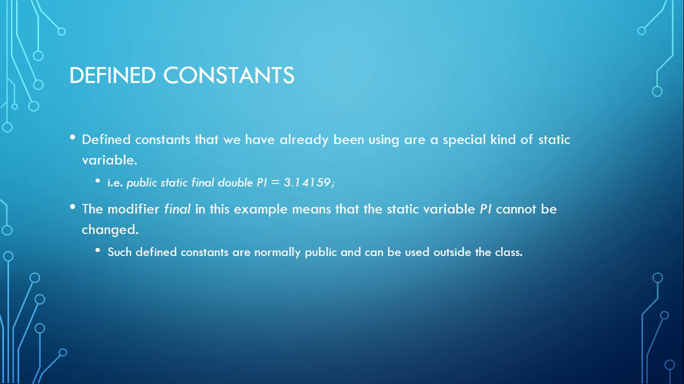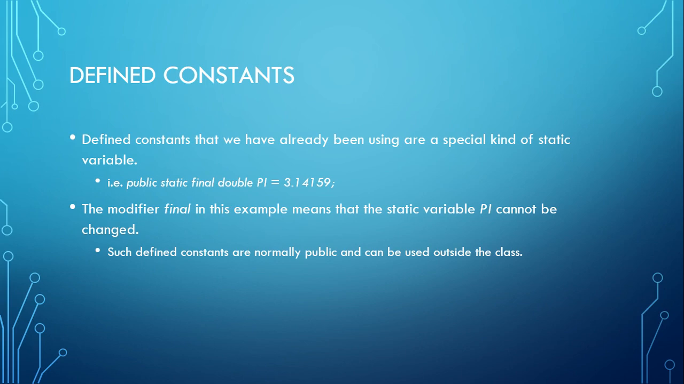Now, the modifier final in the example means that the static variable PI cannot be changed. Remember I talked about before, we can change static variables, we can read static variables. Well, if you add in the word final, it means you cannot change that variable definition. Final just means that it's final. No more changes can be done to it, it cannot be modified. You can read it all you want, so you can still access that value, but you can't change it.